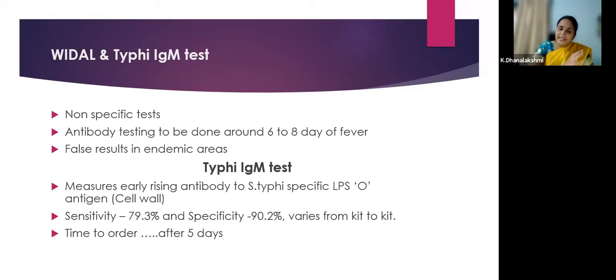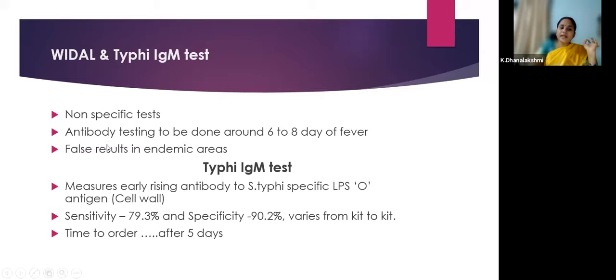And mind you, any serological test, that is an antibody-based test, we have to order only after 5 days. So we have to give time for the antibodies to form. Antigen-based tests we can do earlier. For example, if you order an NS1, that is an antigen-specific test, so you can do it from day 1 of illness. On the other hand, if you're ordering an antibody-based test, it has to be done after day 5 of illness.